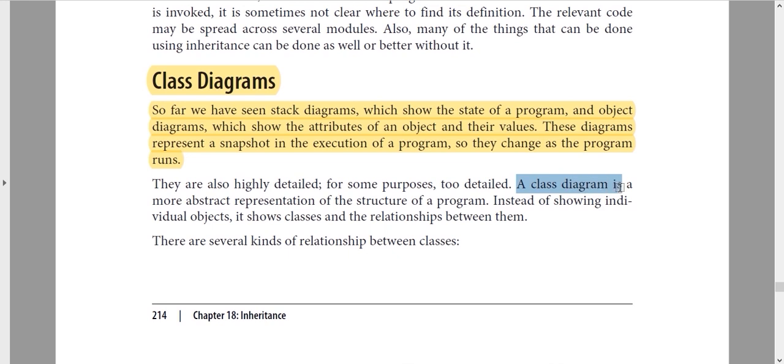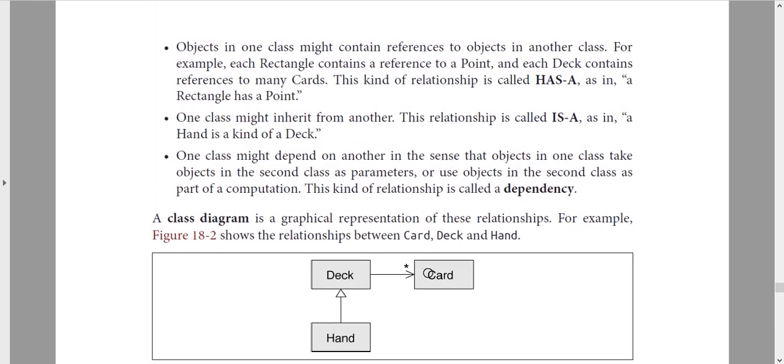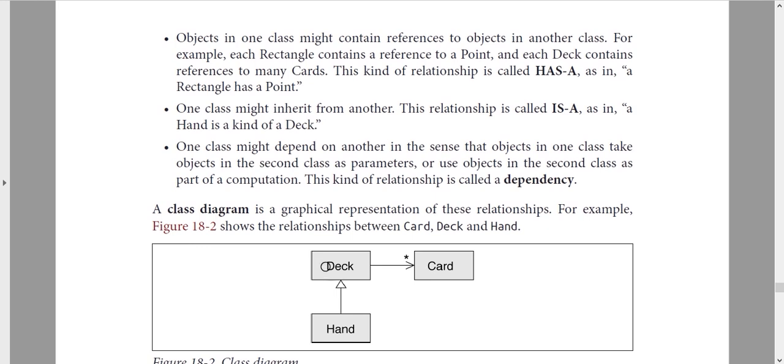So a class diagram is a more abstract representation of the structure of a program. Instead of showing individual objects, it shows classes and the relationship between them. There are actually several kinds of relationships between classes. Let me show you by the diagram. Here you can see the diagram. This is the class deck, this is the class card, and this is the class hand. Here what actually is happening, I will explain to you.